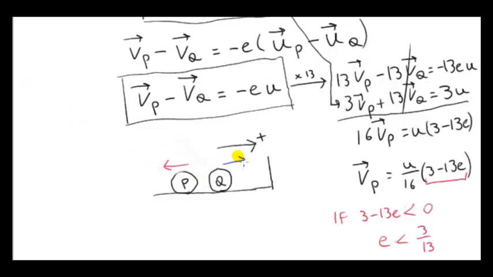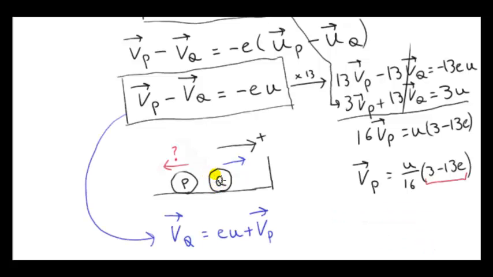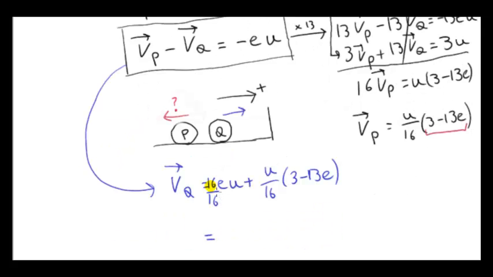But it's a certainty that Q must move to the right. So we're going to go now and get VQ, and that should come out to be positive. So we plug what we got for Vp into one of the two equations, so this is the easiest one. So I've made Vq the subject of this. So for Vp we plug in u over 16 times 3 minus 13e.